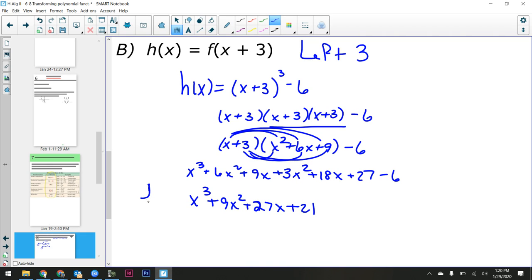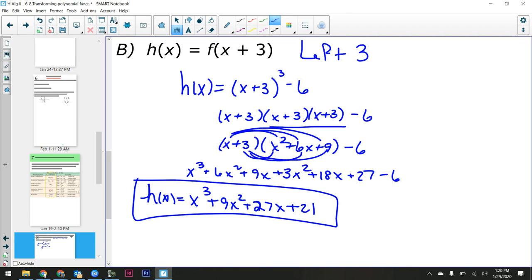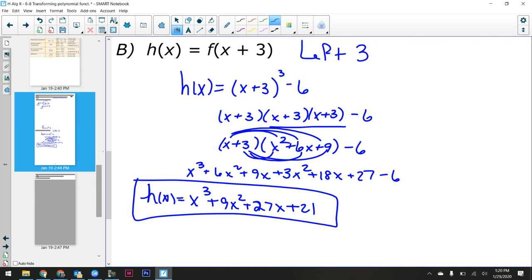What was it? H of x? H of x. Ooh, fancy H. We all right? We're good? Questions about that? Okay. So again, something horizontal, a little bit more work that's involved. Anything vertical, straightforward. Horizontal, not so much.